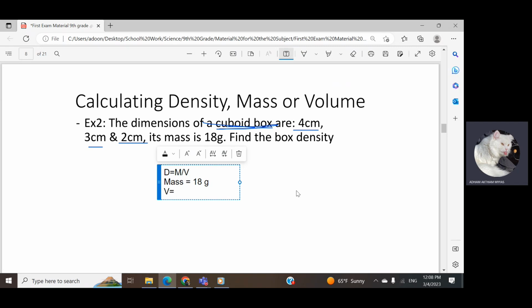And what about the volume for the object? It's obvious also, if we remember that the length multiplied by the width multiplied by the height equals 4 multiplied by 3 multiplied by 2, and that's it. So 24 is the answer, centimeter cubed, and that's it. The rest of the solution will just be mathematical calculation.